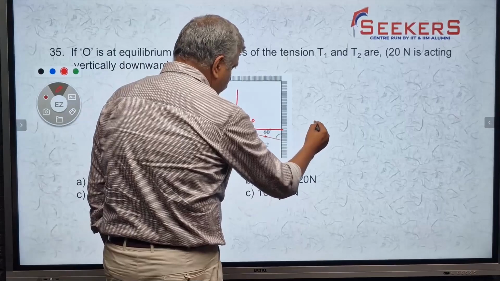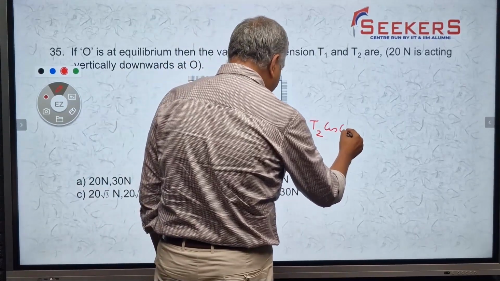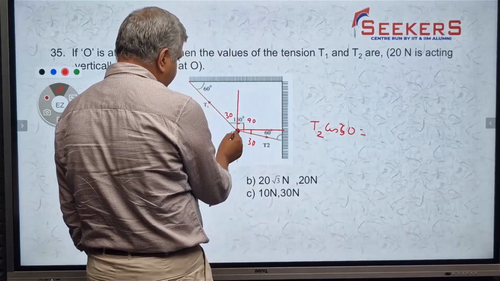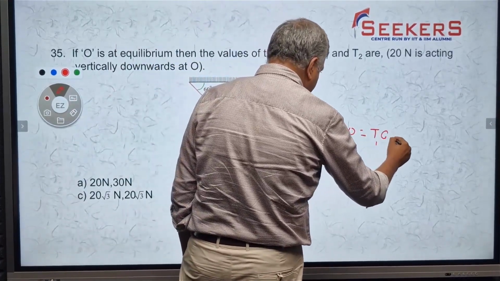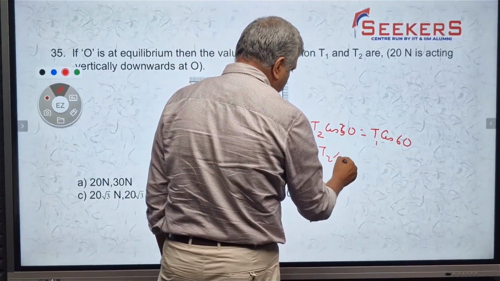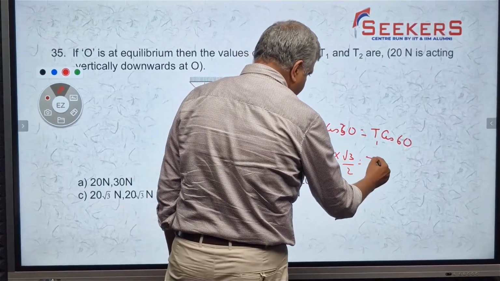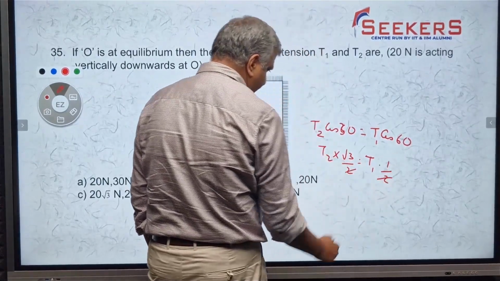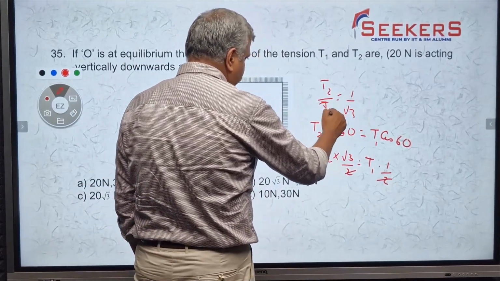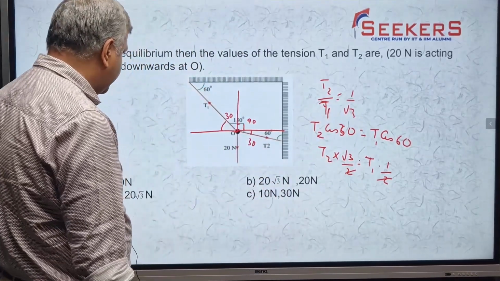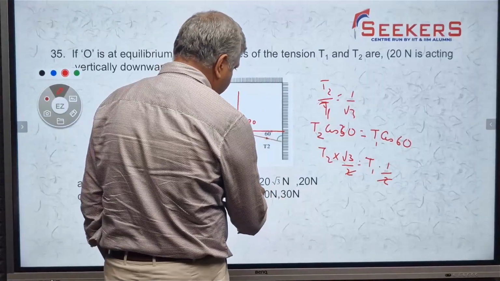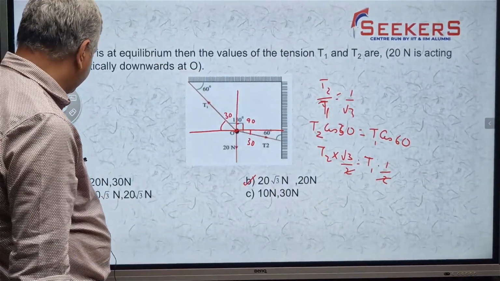So suppose this is T2, so T2 times cos 30 is equal to T1 times cos 60. So from here itself I can get the ratio. Cos 30 is root 3 upon 2, cos 60 is 1 upon 2, 2 gets cancelled. So from here I can say that T2 by T1 is equal to 1 upon root 3. They have asked me for T1 and T2. Okay, so this will be the answer. Yeah, T2 into root 3 is equal to T1. So that should be the answer.